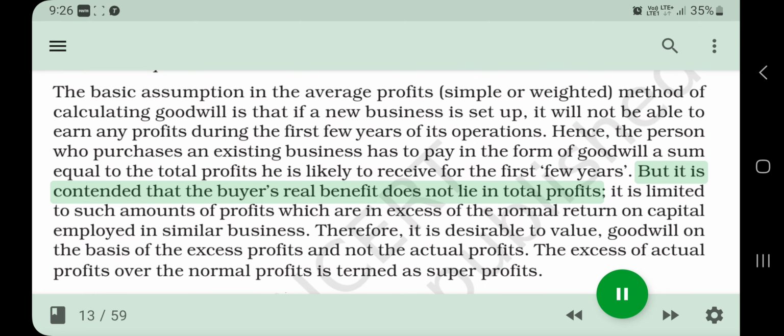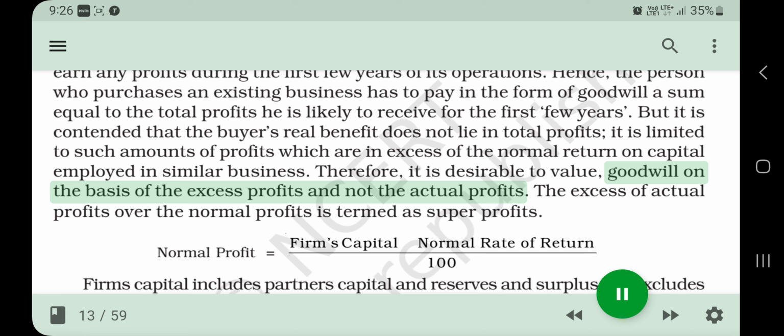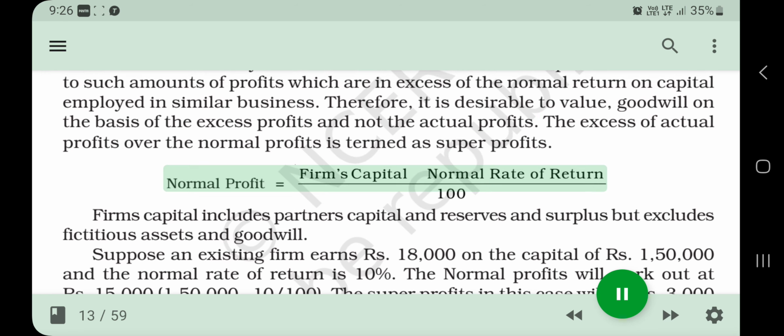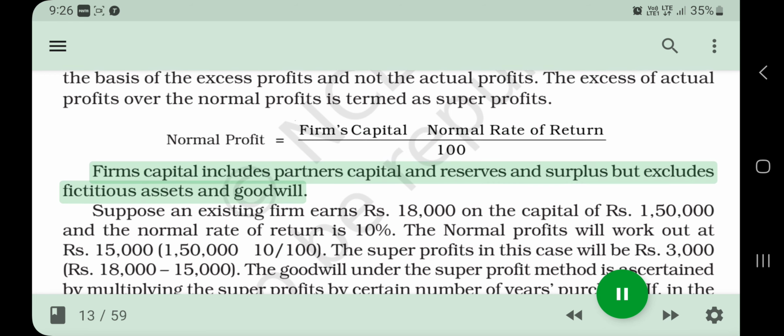But it is contended that the buyer's real benefit does not lie in total profits. It is limited to such amounts of profits which are in excess of the normal return on capital employed in similar business. Therefore, it is desirable to value goodwill on the basis of the excess profits and not the actual profits. The excess of actual profits over the normal profits is termed as super profits. Normal profit equals firm's capital times normal rate of return over 100. Firm's capital includes partners' capital and reserves and surplus but excludes fictitious assets and goodwill.